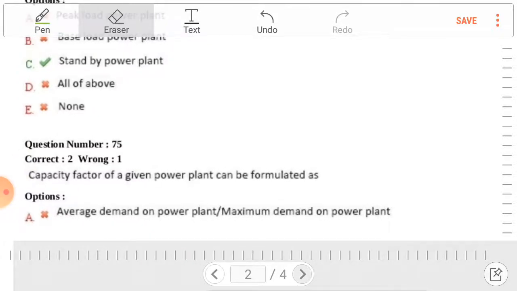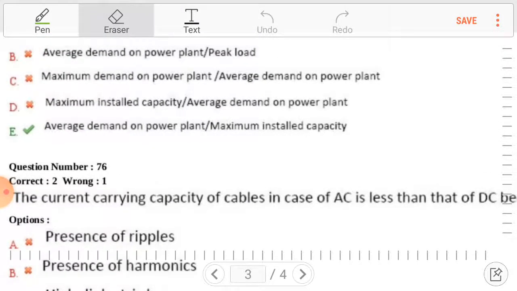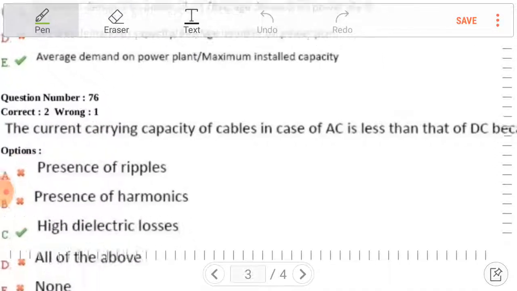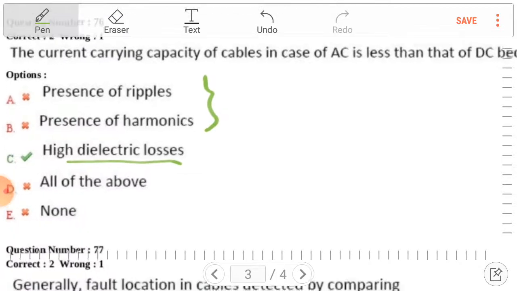The capacity factor formula is average load divided by maximum installed capacity. The current carrying capacity of cables in case of AC is less than DC because of the presence of high dielectric losses. There are many other factors also. In AC there is less current capacity because of skin effect and proximity effect also, but there is no effect of harmonics on the current capacity. So here the correct option is high dielectric losses.